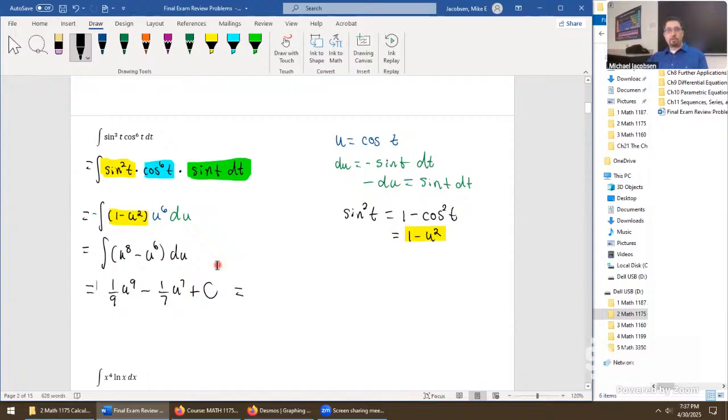If this is like a 10-point problem, we still could lose a couple points because the concept is we have to return to the original variable t. So we now write this in as a ninth cosine power 9 t minus a 7th cosine power 7 t plus the constant.